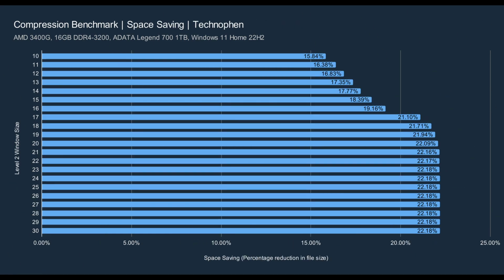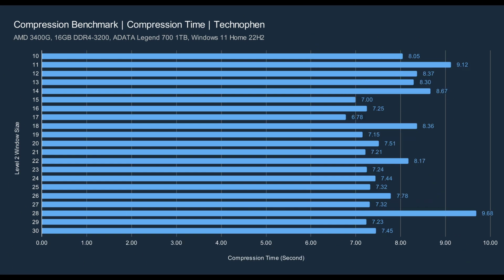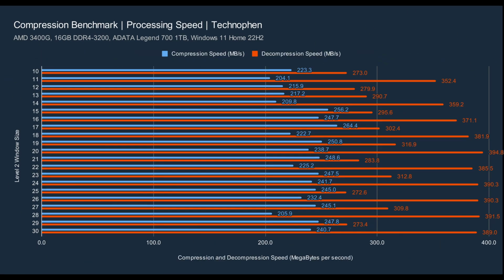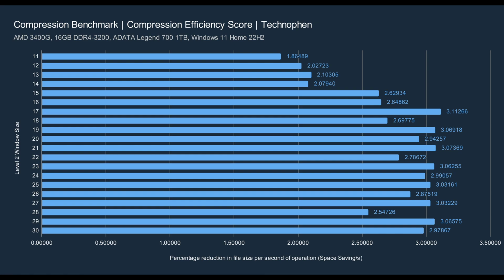Moving to level 2, our minimum and maximum space saving raises to 15 and 22.18%. This time reaching its max at window size 23. Compression time is now tame, some hiccups here and there, but most are around 7 seconds, and that's double compared to level 1. This means compression speeds are halved and they now hover around 220 megabytes per second. Therefore, our efficiency score drops too. We now can barely pass the score of 3. In level 2, the most efficient is window size 17.